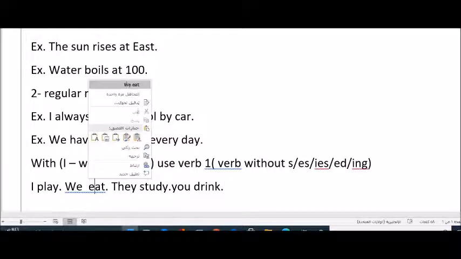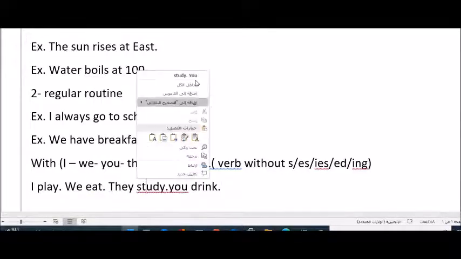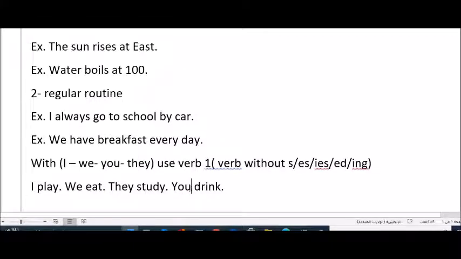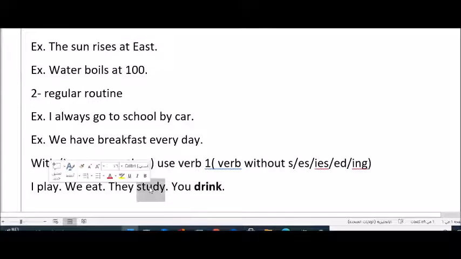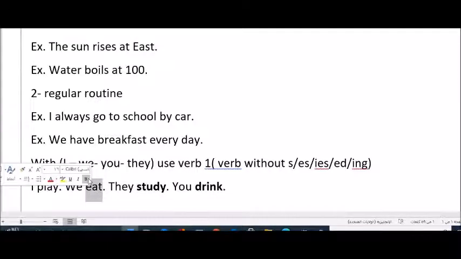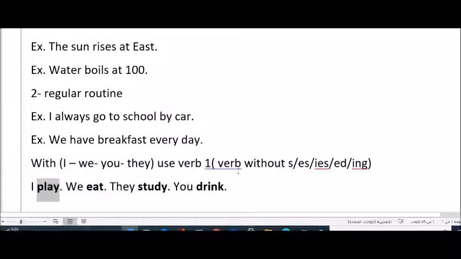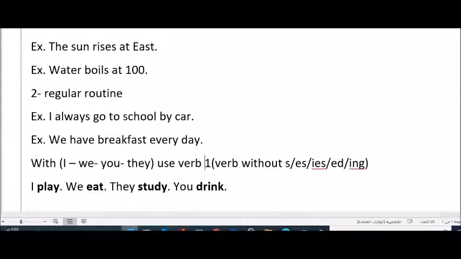Look at these verbs that we used in these examples. The verb here, drink, doesn't have s or es or ed or ied. The same with eat, the same with study, the same with play. So with I, we, you, and they, use verb 1, or the verb without endings. Okay.